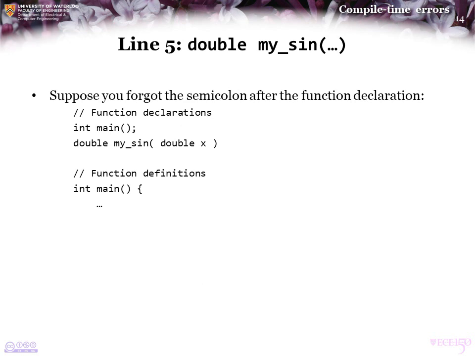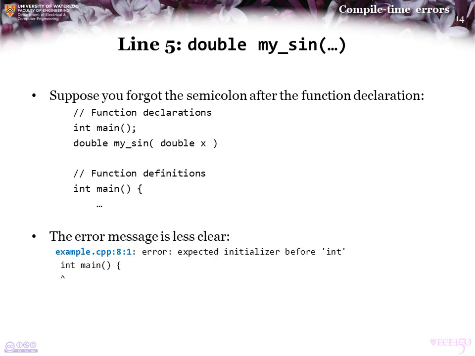Now, let's suppose that you forgot the semicolon after the function declaration of mySign. Forgetting semicolons is very common, especially for more novice programmers, but we make those mistakes as well from time to time. The error message, however, is less clear. The error message does not point to the line missing the semicolon. It points to the start of the line, line 8, where int main is defined.